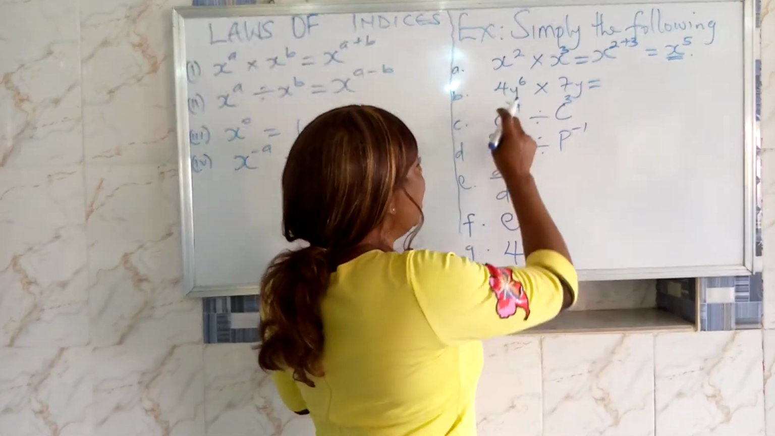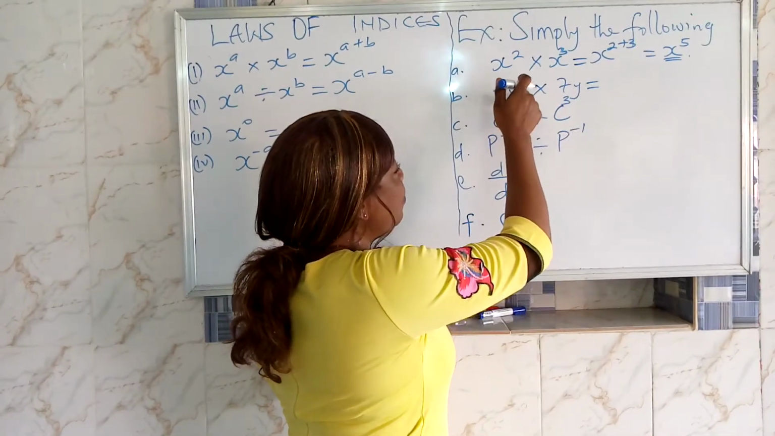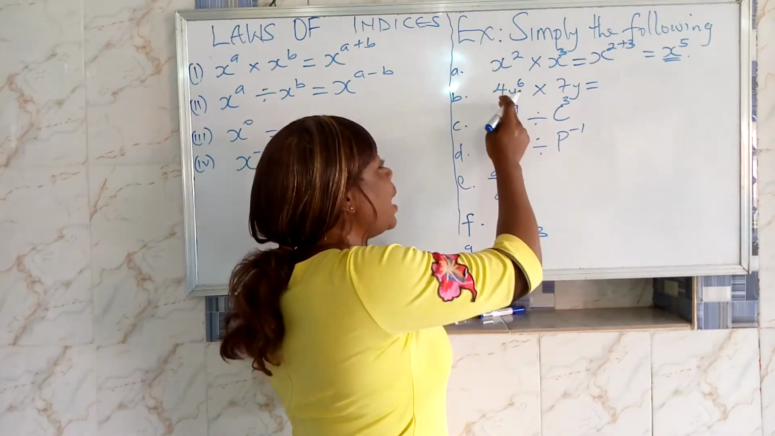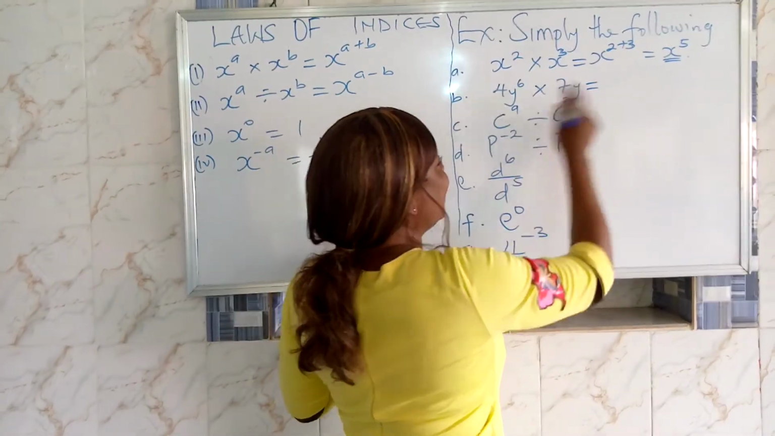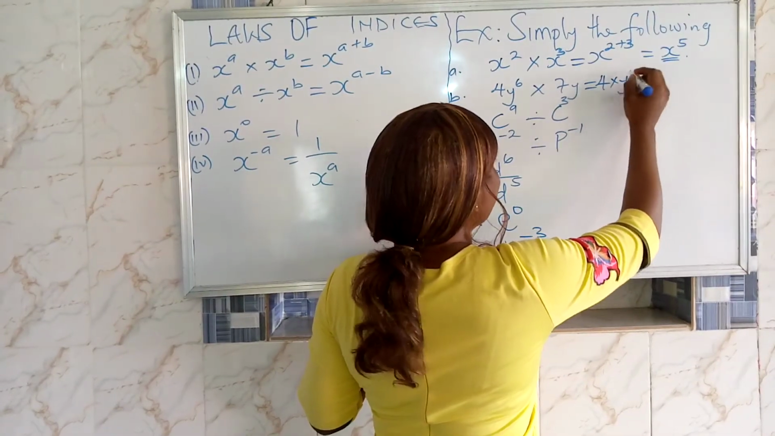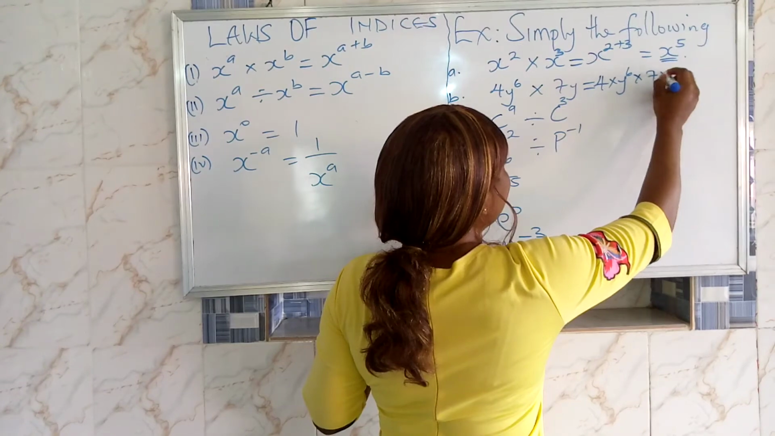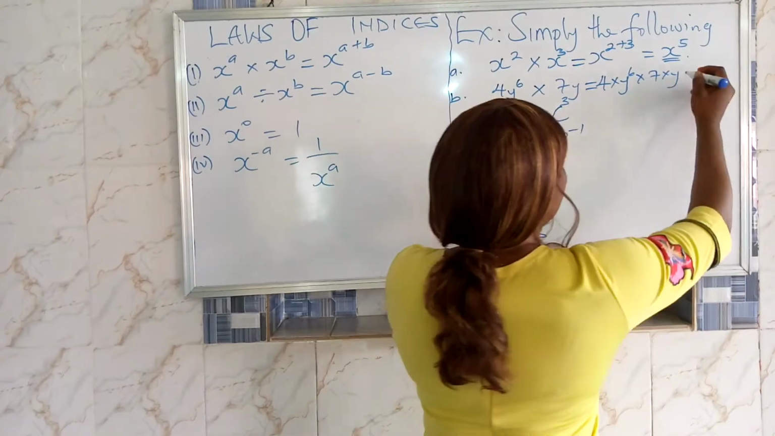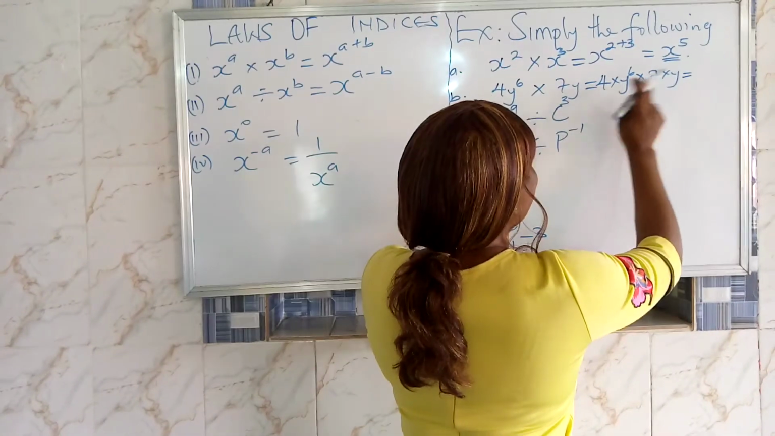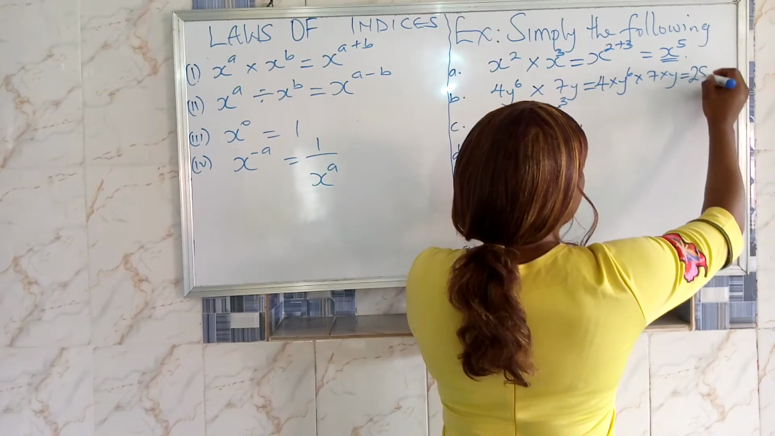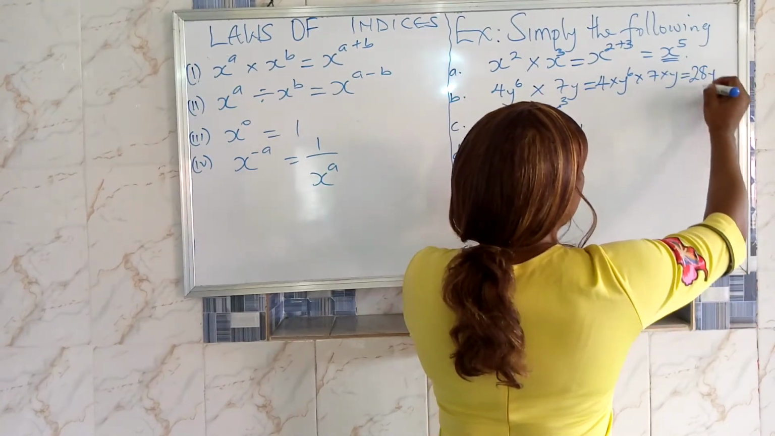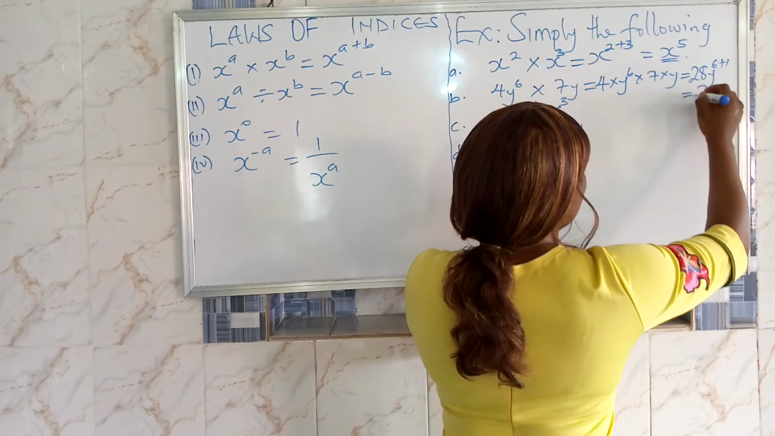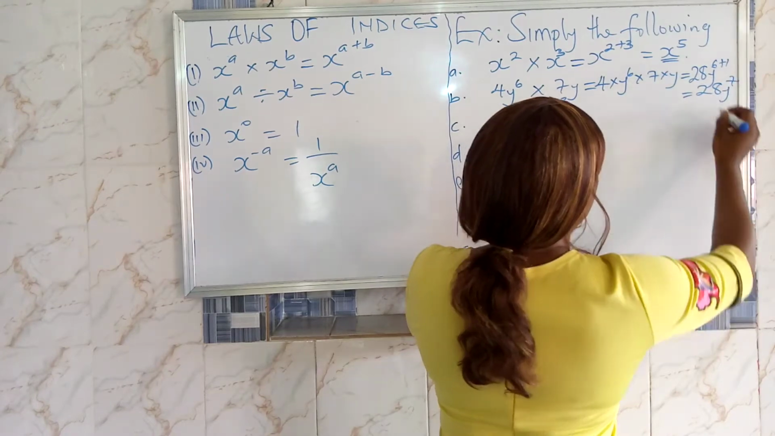The second one, if you look at this, the coefficient of y here is not 1, but the coefficient of my x here is 1. So that means I'm going to expand this. Then I can have 4 times y raised to the power 6 times 7 times y. So what would I do? Let me bring it. My 4 times 7 will give me 28. Don't forget I have my y, where the power of this one is 6 plus the power of this one is 1. So I have 28 y raised to the power 7, which is my final answer.